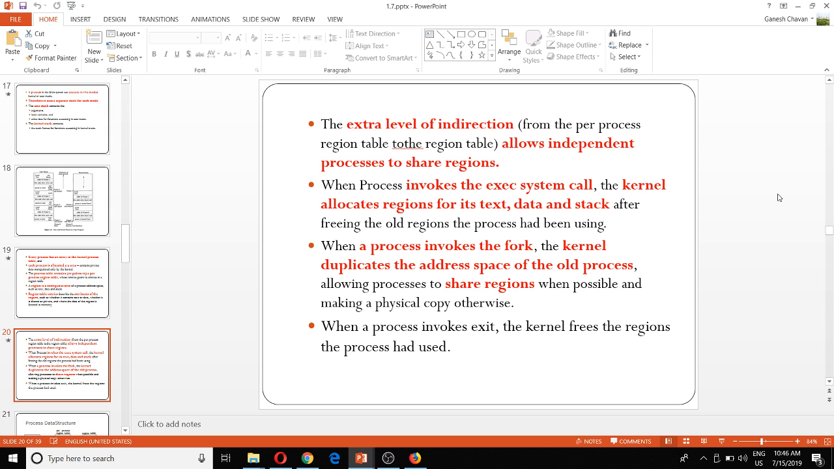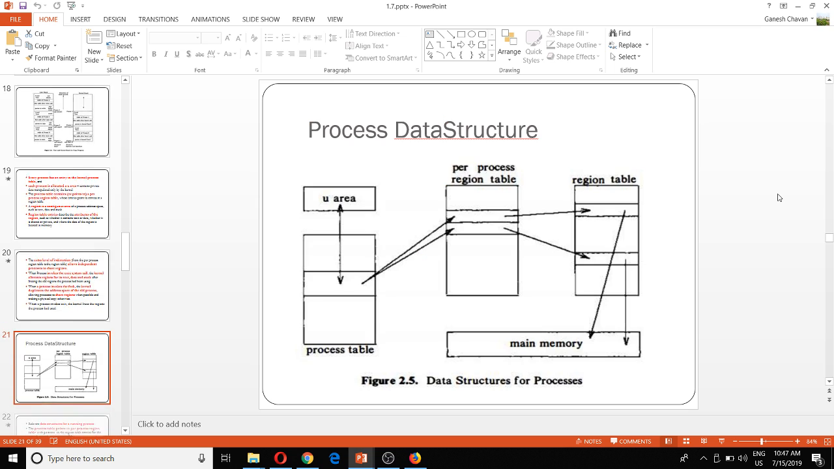When a process invokes an exec system call, the kernel allocates regions for its text, data, and stack after freeing the old regions the process had been using. When a process invokes fork, the kernel duplicates the address space of the old process, allowing processes to share regions when possible and making a physical copy otherwise.